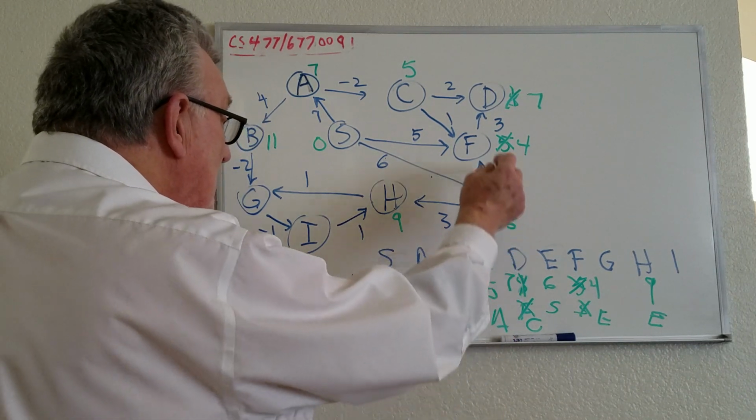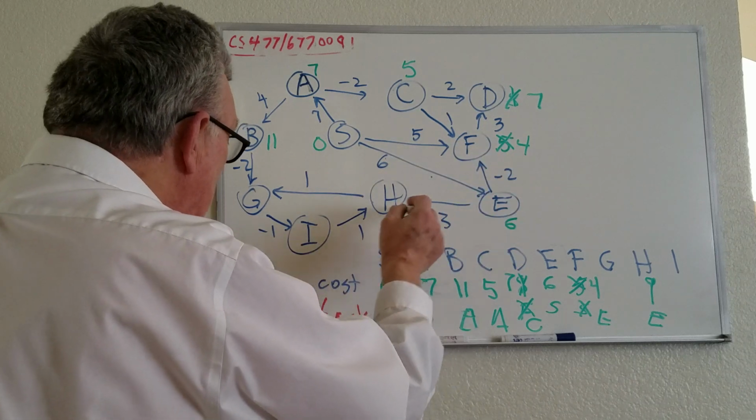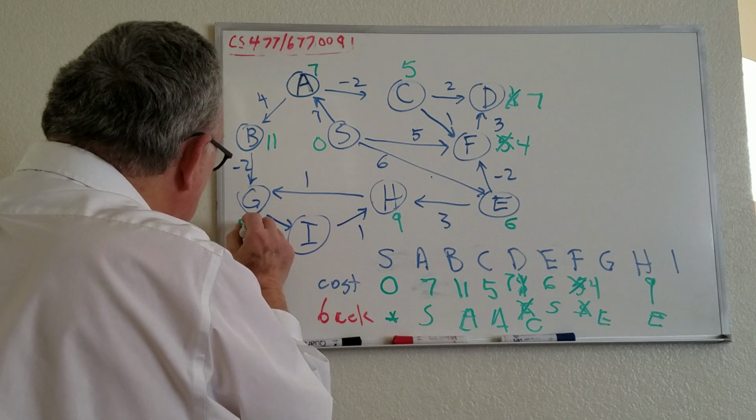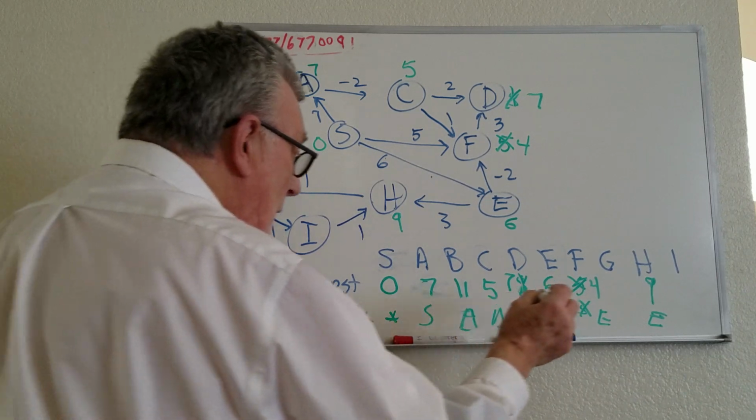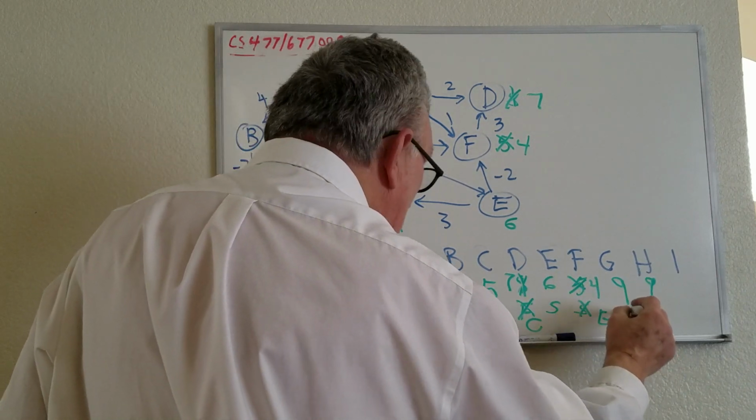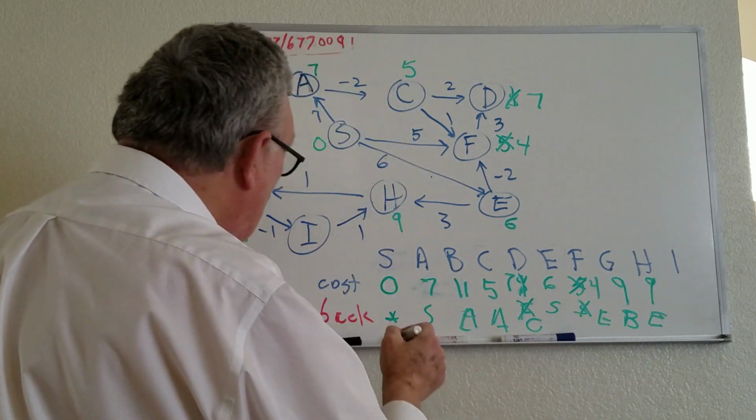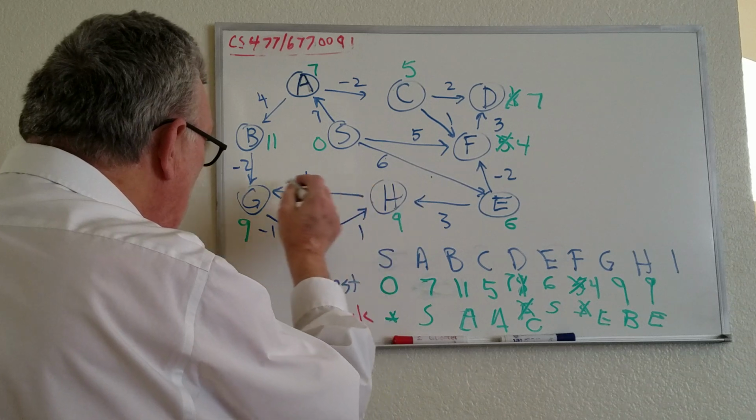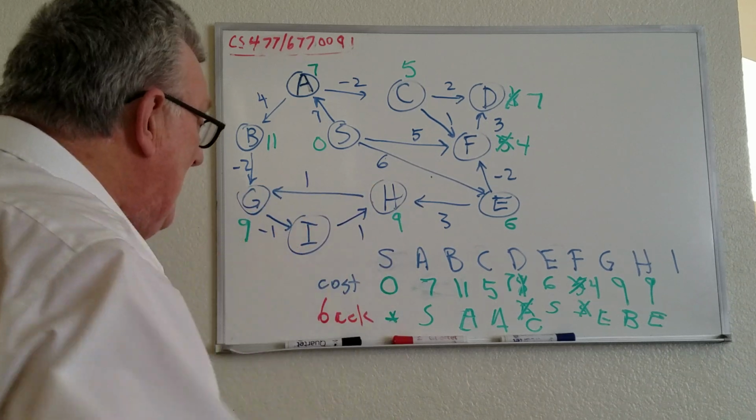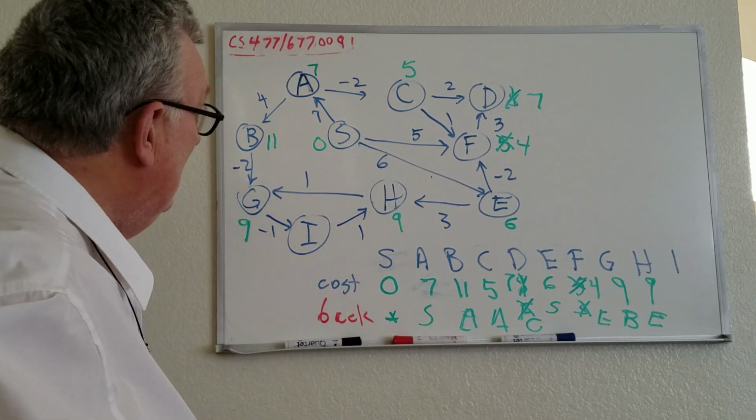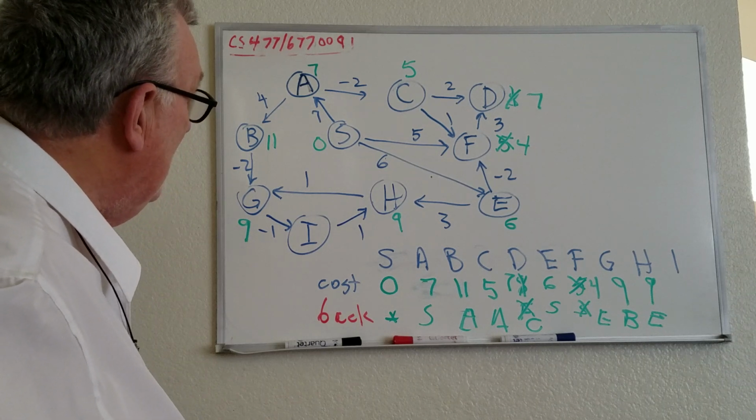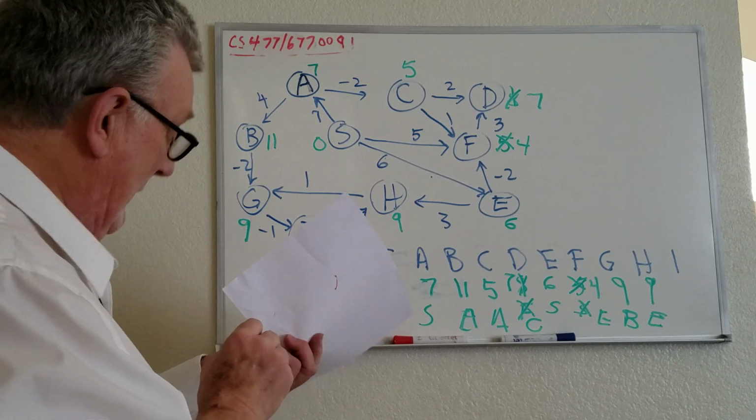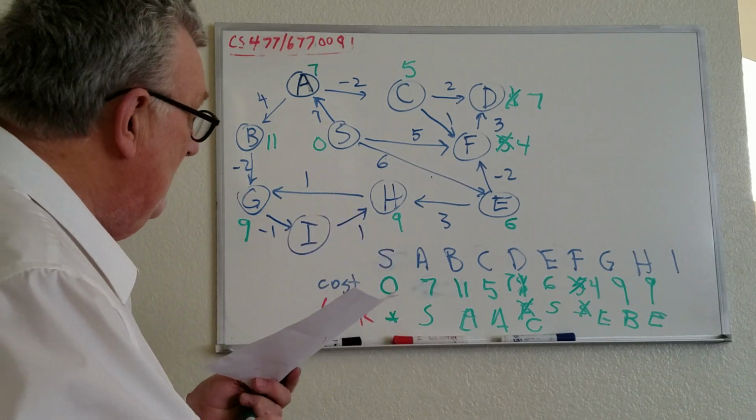From 6, -2 is 4, no change here. And this value becomes 9 for G with a back pointer of B. And the value of H, the 1, that gives you a 10, but 9 is better, so we keep the 9. Now let's see if there are any other things that we need to change, and I think the answer is no. We went through, we didn't make many changes.